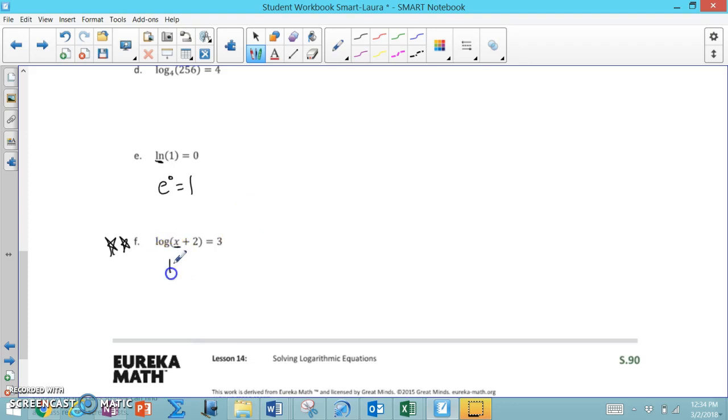So the base here is 10. So it'd be 10 to the third equals x plus 2. While the log was there, I wouldn't know what to do to solve for the x. But you can see if I convert it to exponential, now I know 10 cubed is 1,000 equals x plus 2. I can subtract 2 from both sides, and I get 998 equals x. This right here is really the concept for today's lesson.